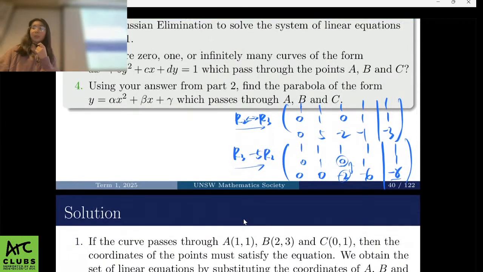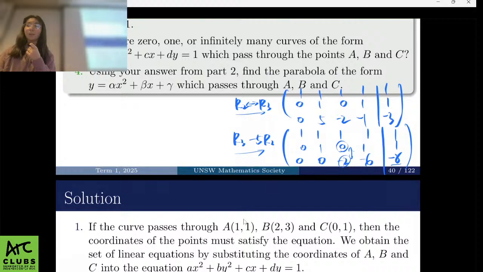And then finally, we want to use our answer from part 2 to find a parabola of the form y is equal to alpha x squared plus beta x plus gamma. So essentially, we're just using this matrix that we just determined to find the values of A, B, C, D in that curve that we had.